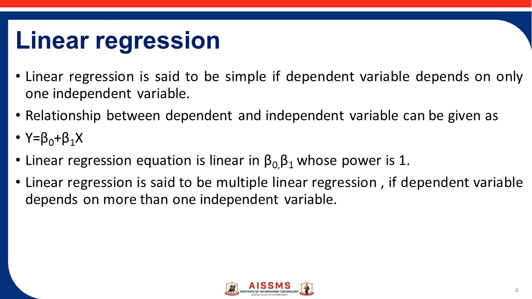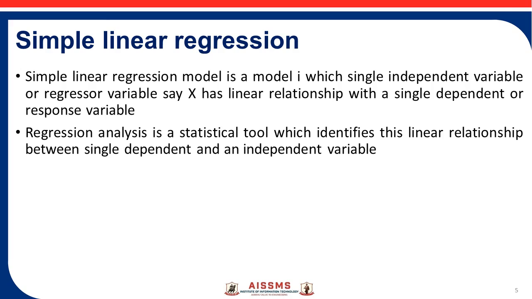Linear regression is simple if the dependent variable value depends on only one independent variable, meaning there is only one dependent variable and one independent variable present. The relationship between the dependent and independent variable can be given as y = beta 0 + beta 1 x. The linear regression equation is linear in beta 0 and beta 1, whose power is 1. Linear regression is said to be multiple linear regression if the dependent variable depends on more than one independent variable. So we will see simple linear regression in detail.